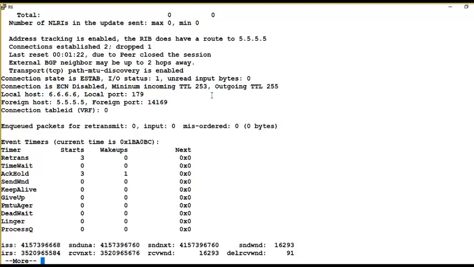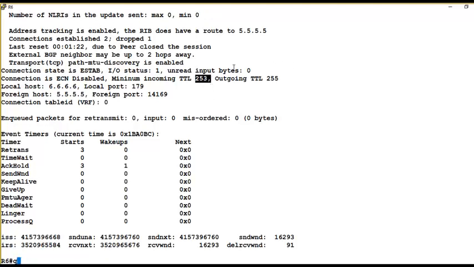If he is jumping two routers, then he should be 253. If he is jumping one router, it should be 254. I'll accept 253 or 254, but 252, 251 and all I will not accept. This is the minimum. I cannot go less than this. So this is more secure than the previous one. Checking the incoming TTL value is more secure than sending with outgoing TTL.